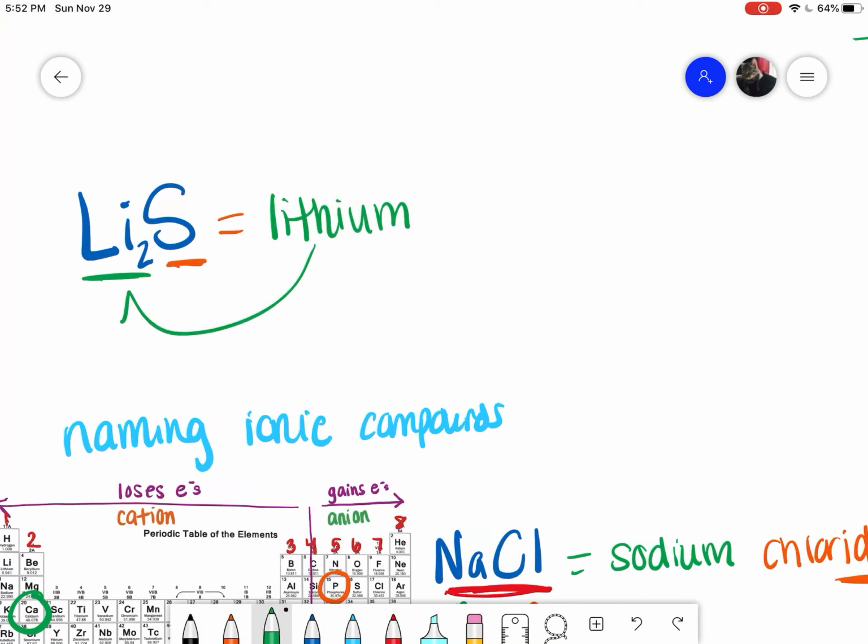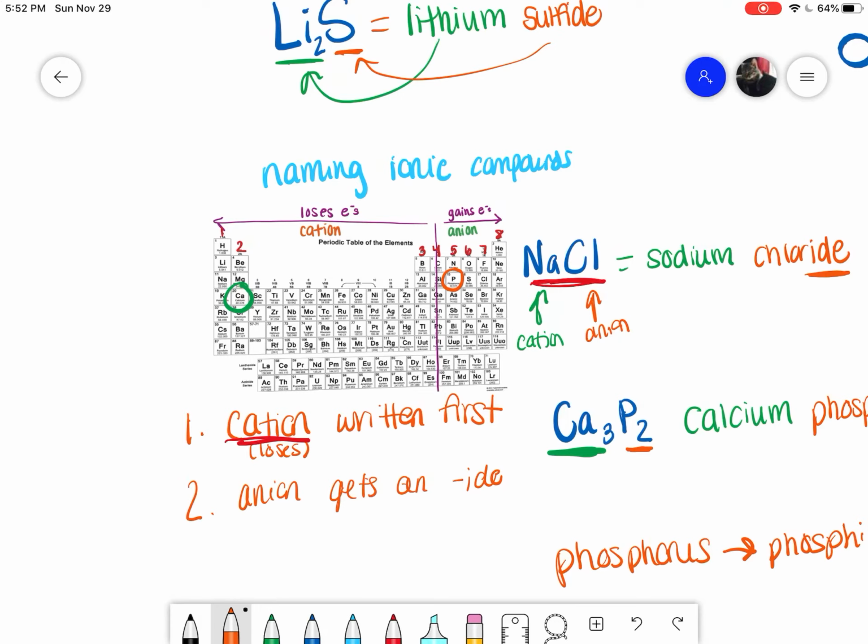So again, to summarize, when you are naming ionic compounds, you want to put the cation first and the anion second, and then the anion gets an IDE ending.